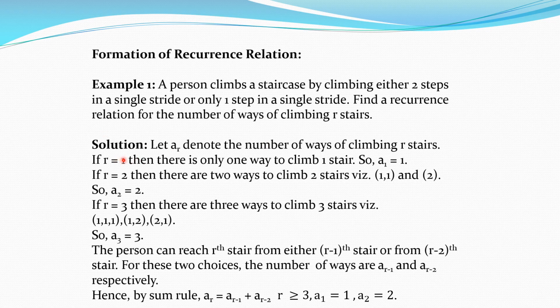Now, first we consider a_r as the number of ways of climbing r stairs. It means if r equals 10, then a10 is the number of ways of climbing 10 stairs. If r is equal to 15, then a15 is nothing but the number of ways of climbing 15 stairs. Now in this case we cannot take a0, because a staircase must have at least one stair. So we start with r equal to 1.